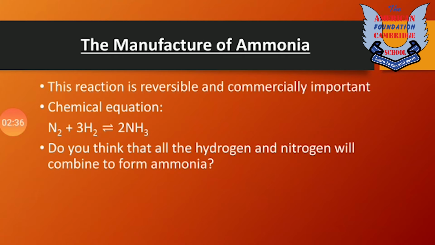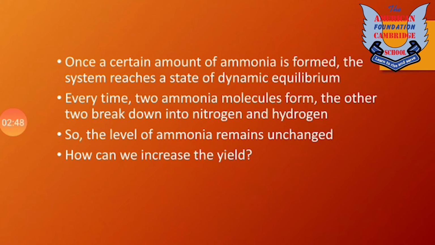Do you think that all the hydrogen and nitrogen will combine to form ammonia? No. Why? Because it is a reversible reaction, and once the amounts of nitrogen, hydrogen and ammonia become constant, the system will reach the state of dynamic equilibrium, as already discussed. So what will happen? Every time 2 ammonia molecules form, another 2 will break down into nitrogen and hydrogen to maintain that state of equilibrium. So the level of ammonia remains unchanged. So if I am an industrialist and I want to make more ammonia, what should I do? How can I increase the yield then?